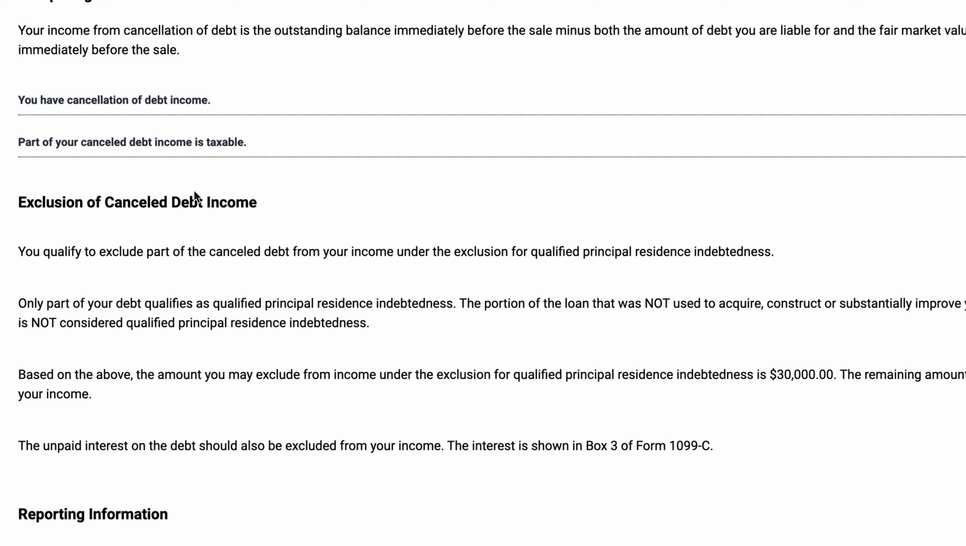The portion of the loan that was not used to acquire, construct, or substantially improve your residence is not considered qualified principal residence indebtedness. So based on the fact that you had $150,000 of total debt and your house was worth $100,000, that means you had $50,000 involved in that forgiven debt. $20,000 by admission was used to pay off credit cards, so the only amount that you can exclude is the remaining $30,000.